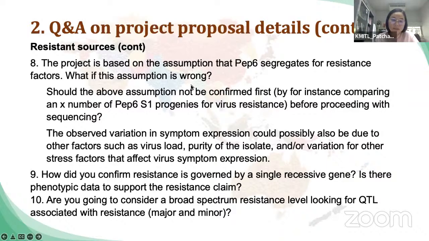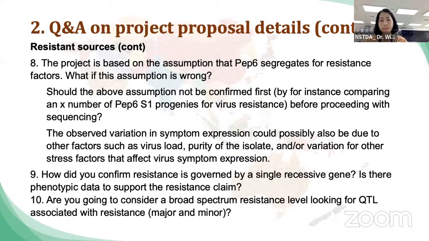Number 9, the confirmed resistance by single recessive genes. It's not a single recessive gene, right? It's not recessive for sure, because we cannot get an inbred line that remains resistant. So my personal guess is that it's dominant and the homozygous is lethal, or something more complicated than that.